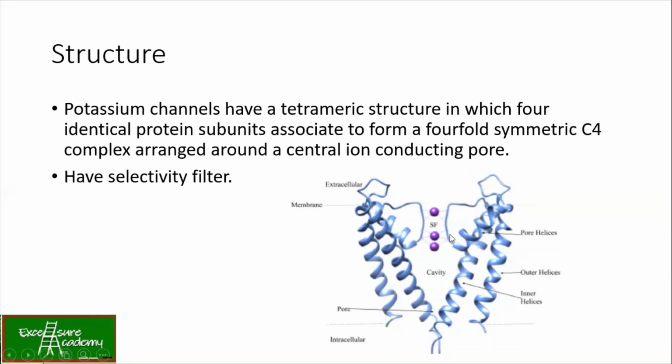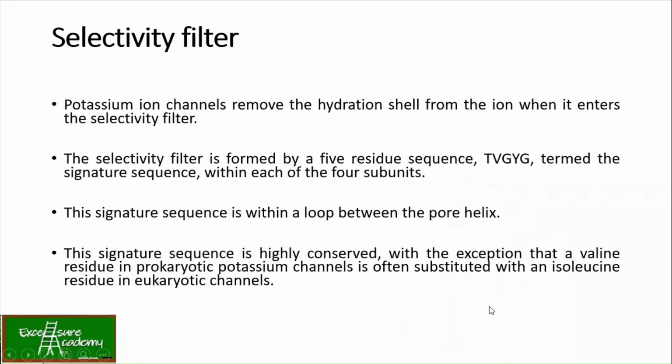So if suppose 3 can come, it will make sure that these interactions are proper, then only it will open up from here. ठीक है? तब जाके वो 3 को release करेगा. So the potassium selectivity filter, potassium ion channels remove the hydration shell from the ion when it is entering the selectivity filter. So the selectivity filter is formed by 5 amino acid residues. Those are TV, GY, GG.